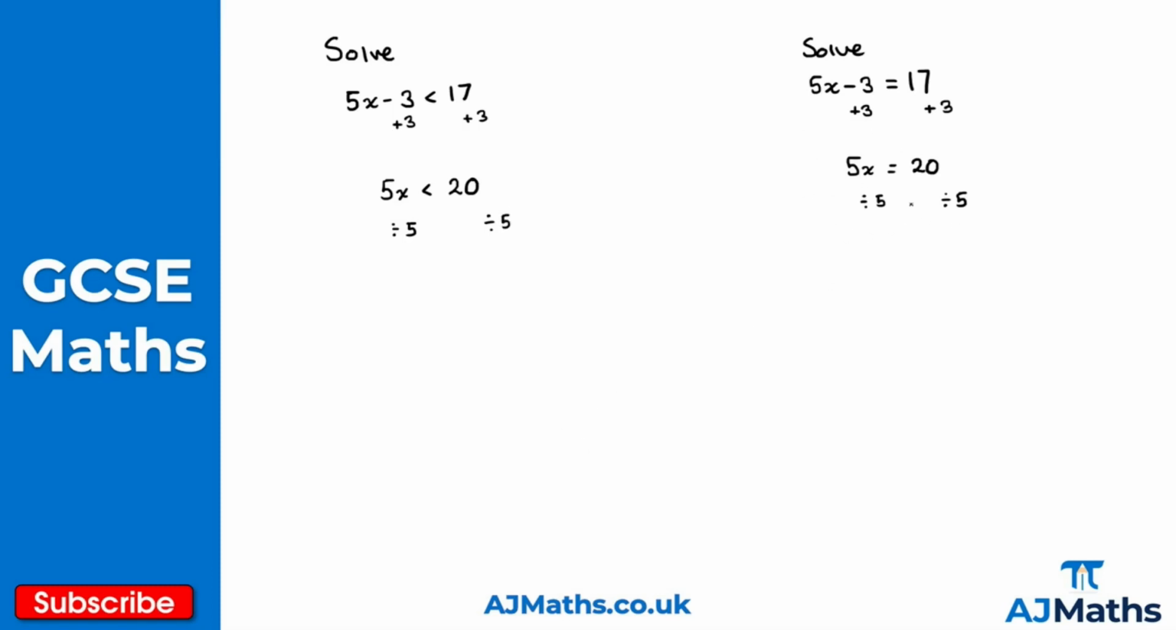For the equation, we'd simply get left with x, and on the right-hand side, 20 divided by 5 gives us 4. So x is equal to 4, and that would be the question done. Replicating this for the inequality, 5x divided by 5 leaves me with x, and 20 divided by 5 gives us 4. Notice our symbol doesn't change, so x is less than 4. And there we have it, that would be our solution.